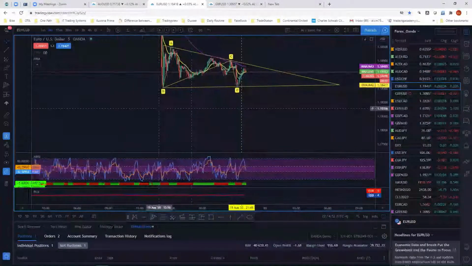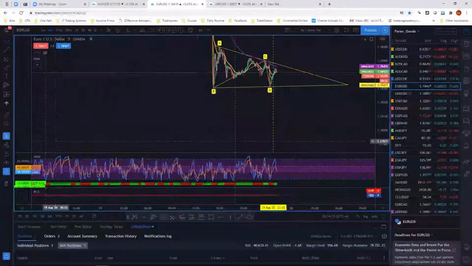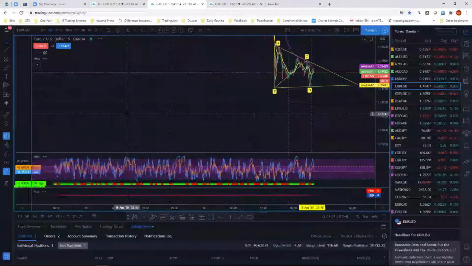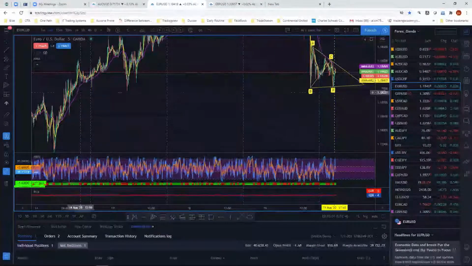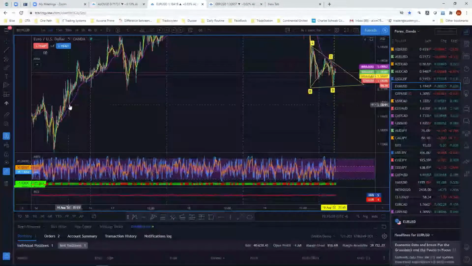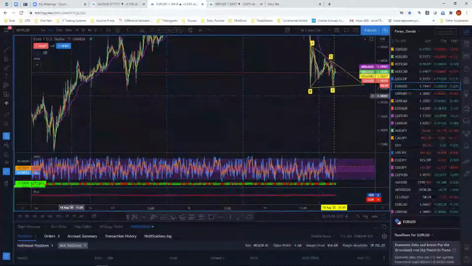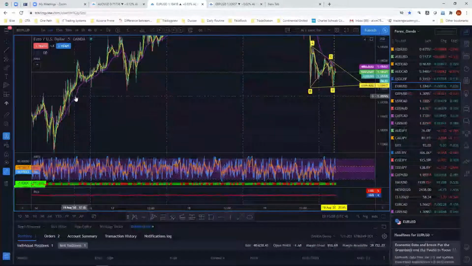If it breaks out, you're looking to see if there's anything over here you have to be looking at for a possible target area. Expand these out to a higher time frame and see where these wicks are. Here's a wick right here. This could be a nice little target right in this area.